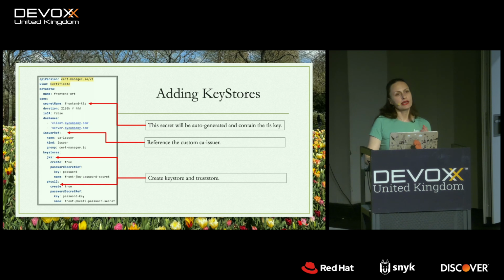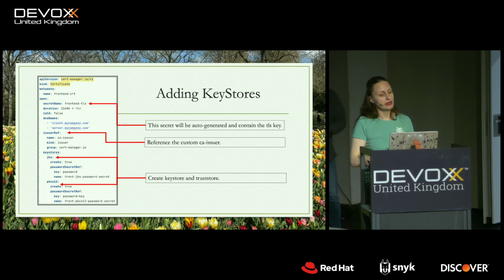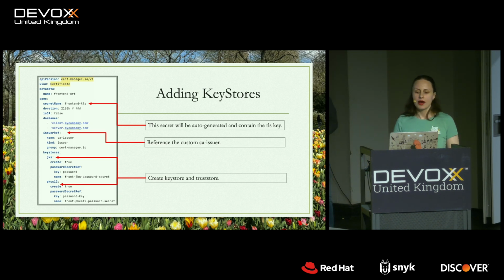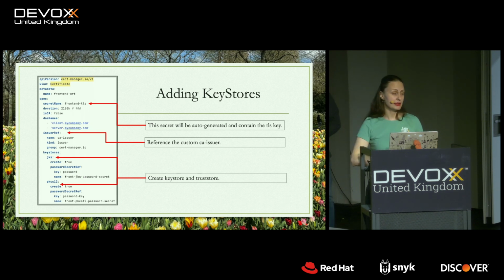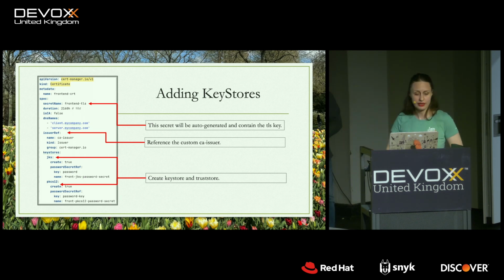Moreover, if you need to add key stores, you no longer have to worry about creating or maintaining those yourself. You can specify the key stores and say which type of key store you're using, JKS or PKCS12, and that can be created automatically for you and stored in the same secret name you gave in the beginning in the specification, like frontend-tls in my case.